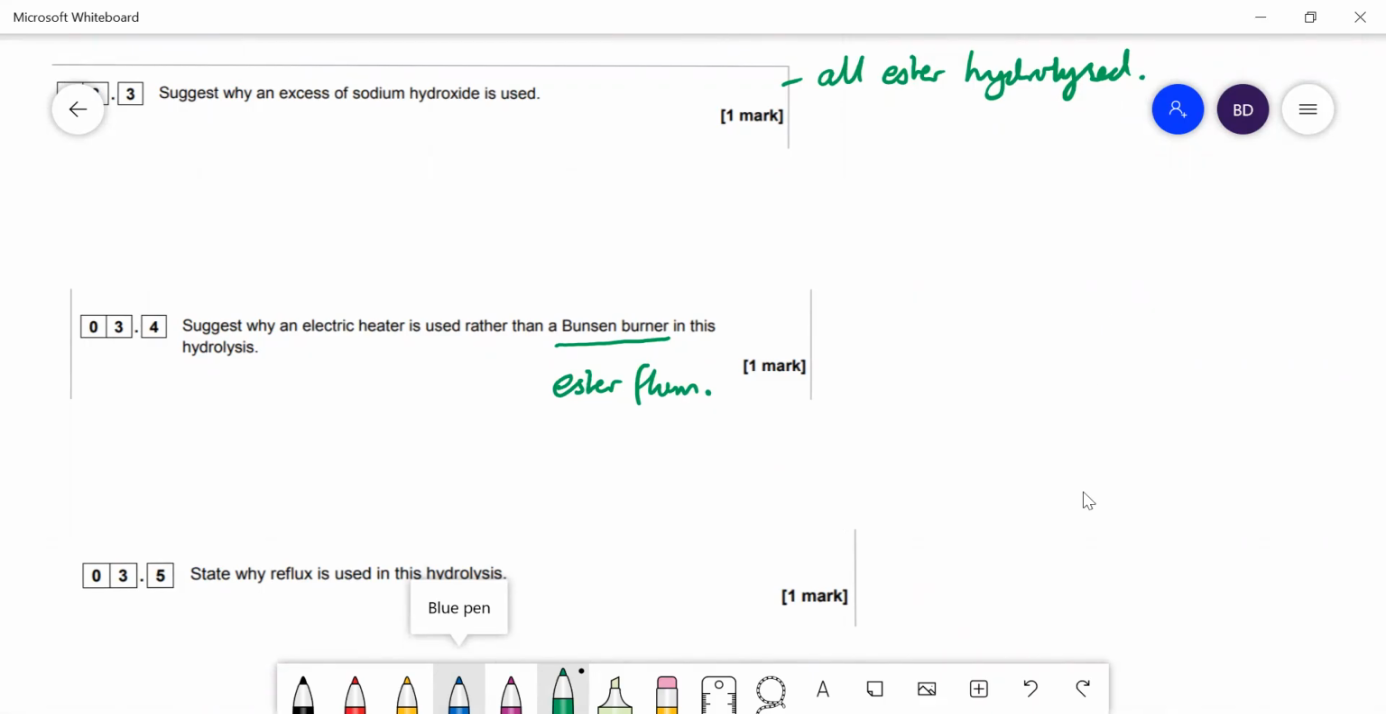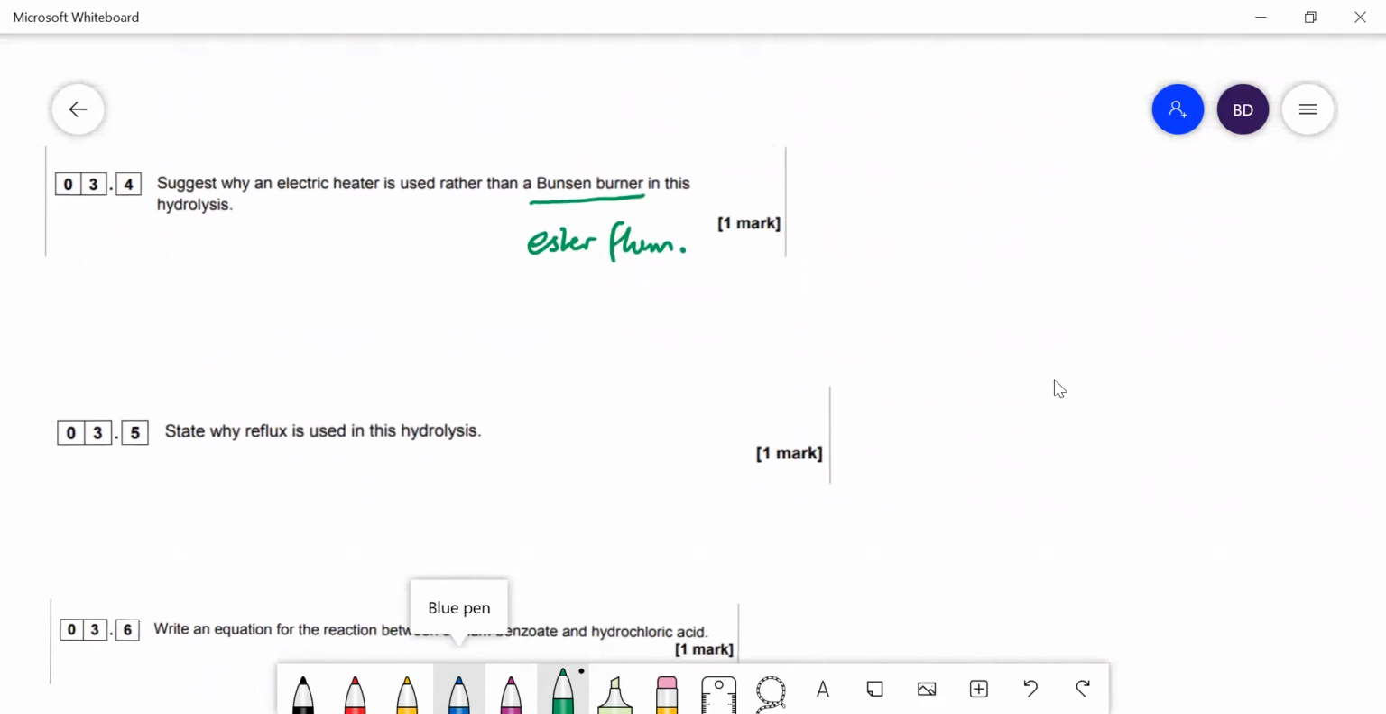Why is reflux used in this hydrolysis? Right, well, we need to heat it, but if you just heated it, all the ester would evaporate, so we need to heat. But the ester is volatile. It's got low boiling point, and that's why you need to condense the vapor using the reflux condenser to stop it just losing everything.